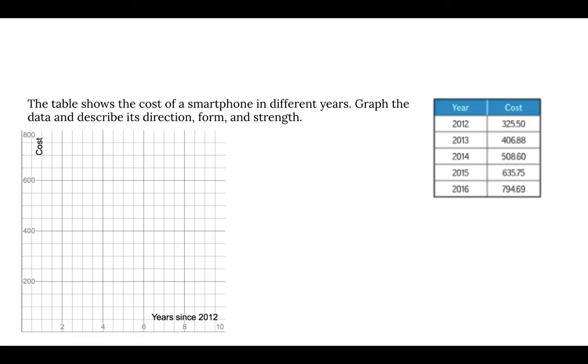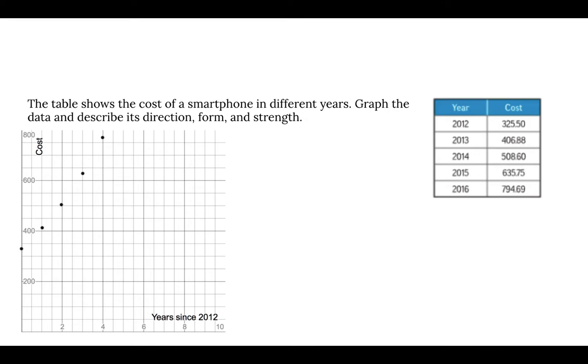So this table shows the cost of smartphones in different years, and we're going to graph this data on the paper here, on the graph that I provided, and we're going to describe its direction, the form, and the strength. Now, I'm going to change the values on the x-axis to years since 2012. So 0 is actually going to represent 2012. 1 is going to represent 2013, and so on. So in 2012, it was $325.50, and I plot all the rest of these all the way up to 2016 to give you $794.69.